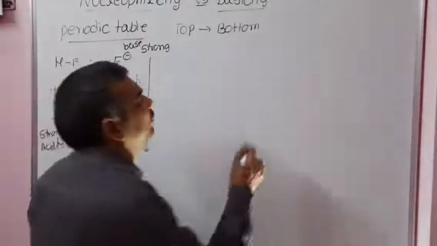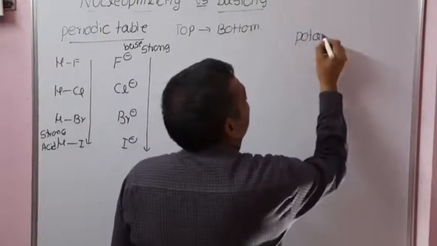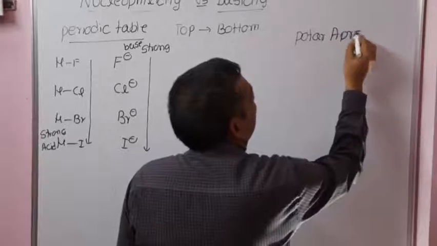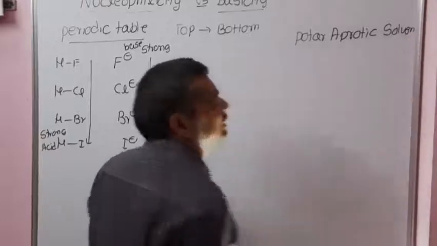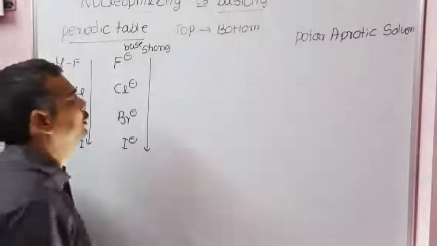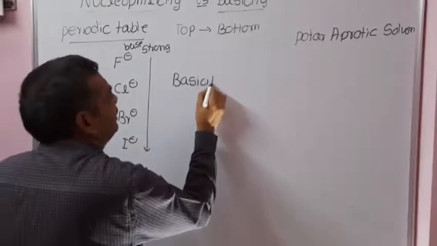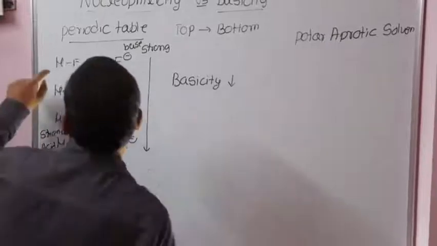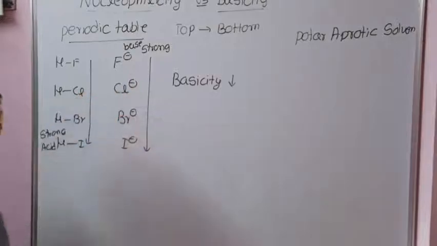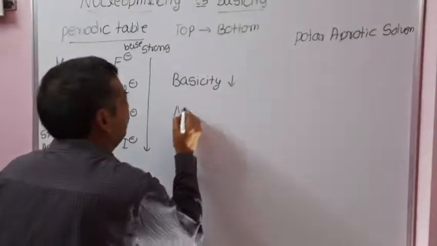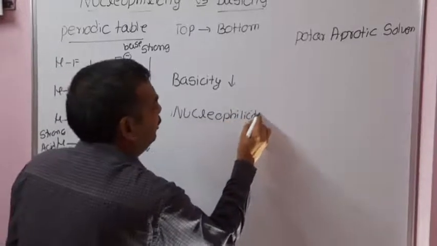Now we will discuss the polar aprotic solvent. Polar aprotic solvent, from top to bottom: what is the order of basicity and what is the order of nucleophilicity? Basicity decreases from top to bottom. Why? Because the corresponding conjugate acid is a strong acid, that means a weak base. But nucleophilicity we need to find out.